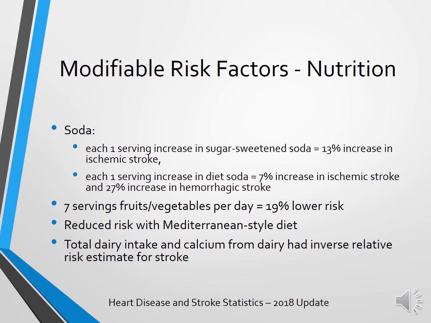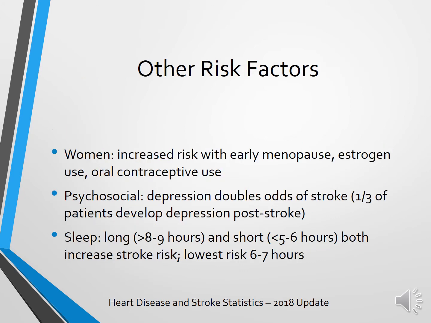Now, conversely, if you're looking at either the Mediterranean style diet and/or having a high number of servings of fruits and vegetables, you're going to lower your risk of stroke. Calcium and dairy seem to also provide risk reduction for having a stroke. So soda's bad, fruits and vegetables good, Mediterranean diet good, and dairy intake and calcium seem to have beneficial effects as well.